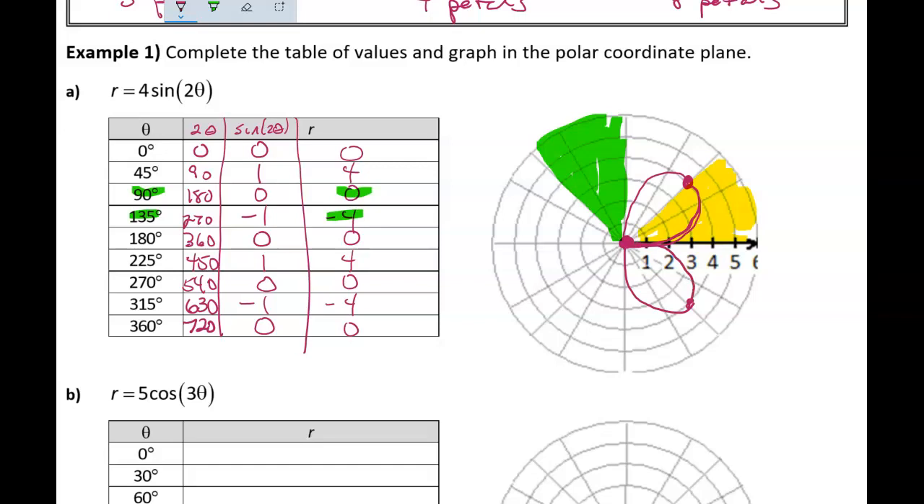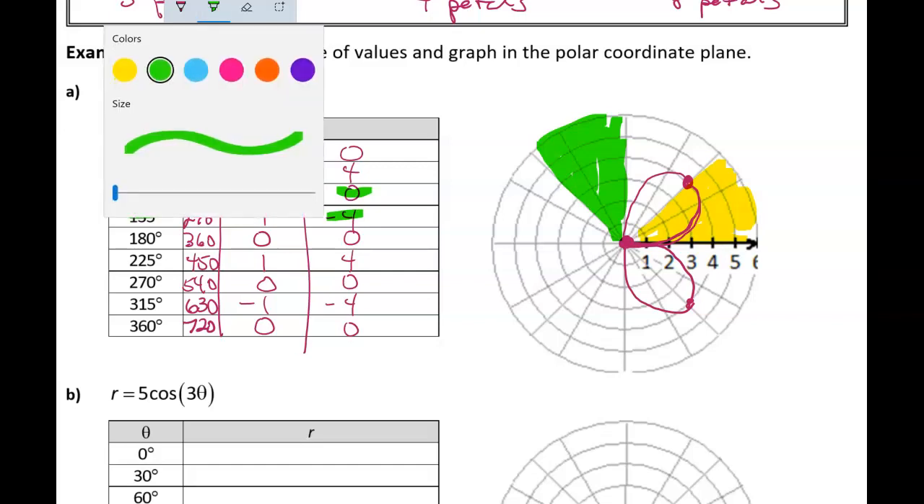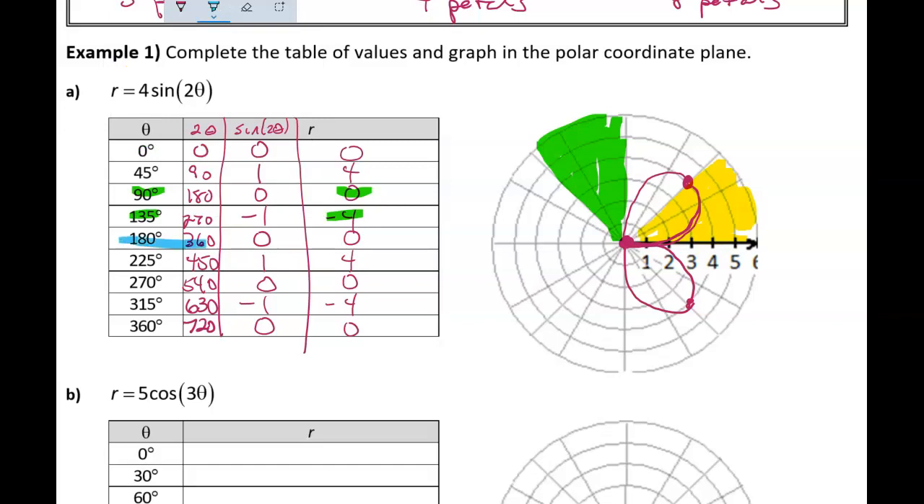Now in the next segment, we're between 180 and 270. If you look at the 180 to 270 part of the graph right here, the radius goes from 0 to +4 to 0. So those are third quadrant angles. The graph will actually appear in the third quadrant because the radius is positive.